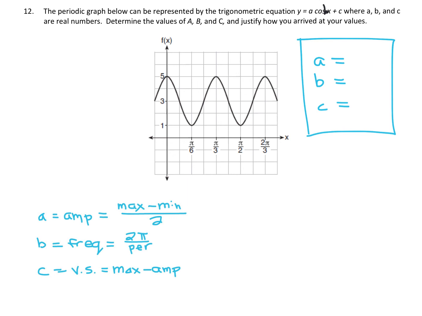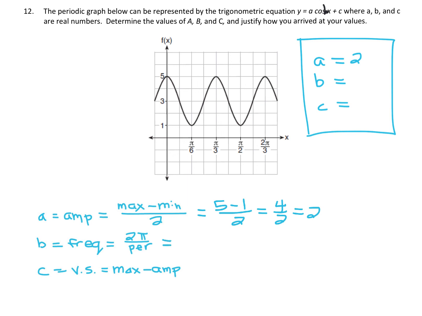Okay, so if we use our formulas, max minus min divided by 2 will give us the amplitude. So the max is 5, and the min is 1. So we could do 5 minus 1 divided by 2. So 4 divided by 2, which is 2. Okay, so our A, our amplitude, is 2.